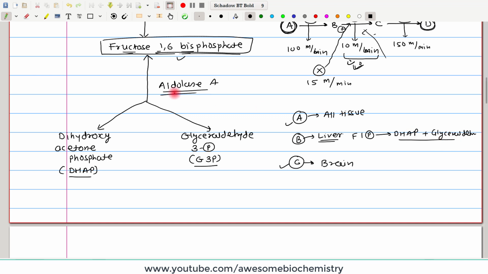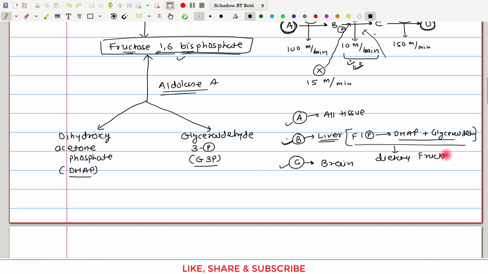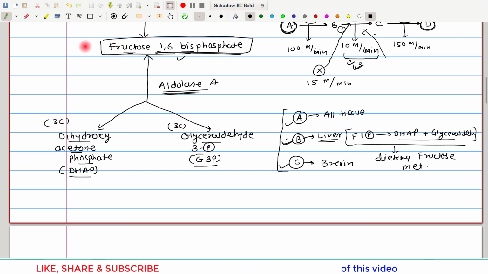So, this reaction is slightly different than the previous reaction. This is the reaction which is catalyzed by aldolase B, and this reaction is important in dietary fructose metabolism. Right. So, whenever we talk about this step, we have to keep all 3 forms of aldolase in mind. Now, dihydroxyacetone phosphate and glyceraldehyde 3-phosphate are both 3 carbon compounds. See, this fructose 1,6-bisphosphate is a 6 carbon compound which is split into two 3 carbon compounds.